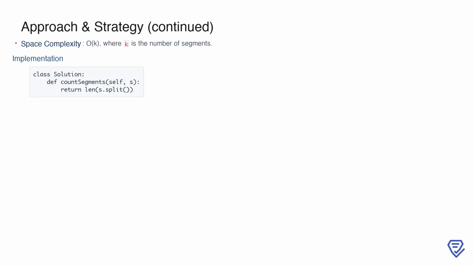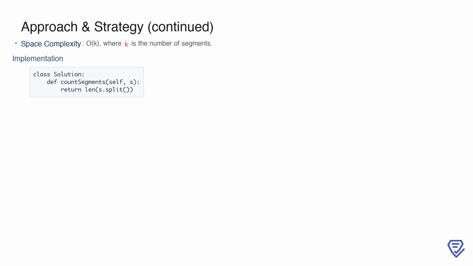The final solution using the split method has a time complexity of O(n), where n is the length of the string, as each character is processed once. The space complexity is O(K), where K is the number of segments, since the split method creates an intermediate list to store these segments. With this understanding, let's take a look at the actual implementation.